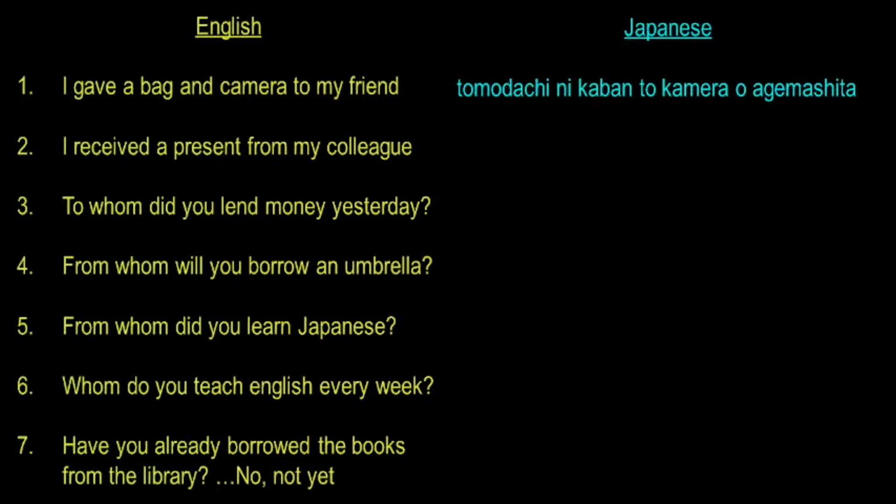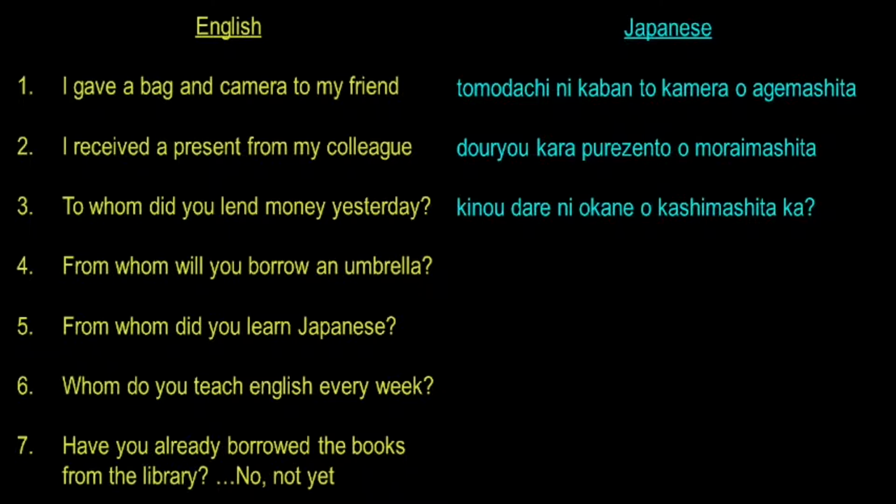Let us go to the second sentence. You know that colleague is doryo, present is presento, and receive is moraimasu. So the translation will be doryo kara presento o moraimashita. Let us go to the third sentence. You know that yesterday is kino, who is dare, money is okane, and lend is kashimasu. Since it is a question, it has to end with ka with a rising intonation. So the translation will be Kino dare ni okane o kashimashita ka?